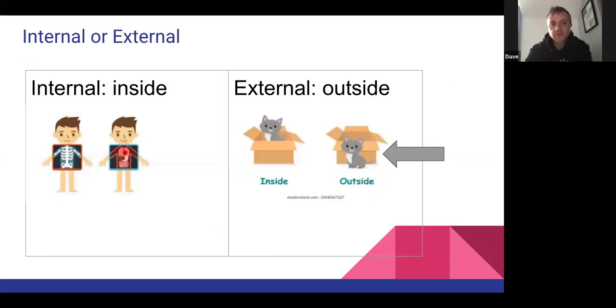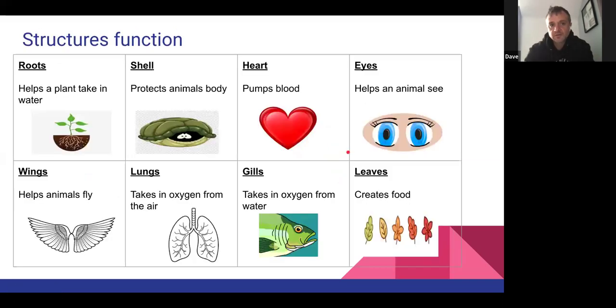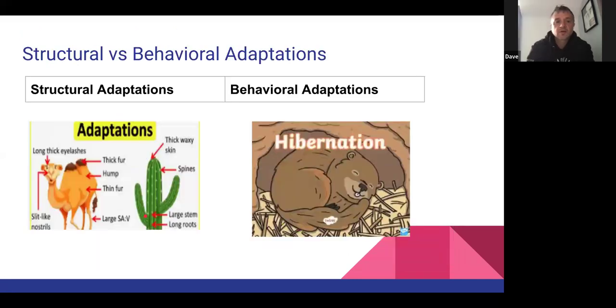So keep that in mind. Did you understand what internal is, inside, and external, outside? Did you understand what structures are? All these things, all right? And then their function, that's what they do. Structures: root, shell, heart, eyes. And then their function, that's what they do. If you're with us, keep going.